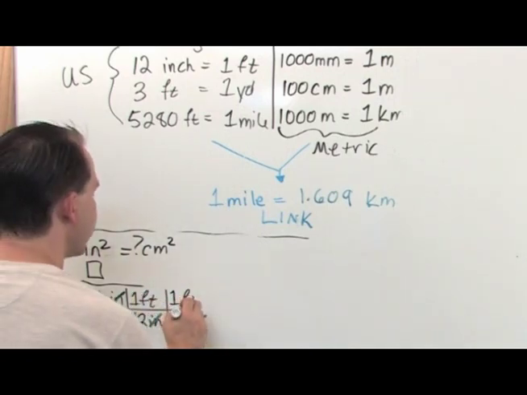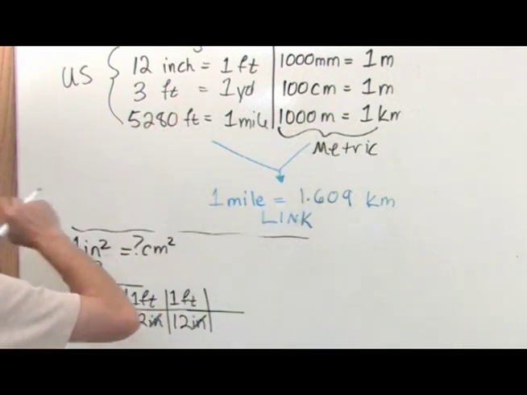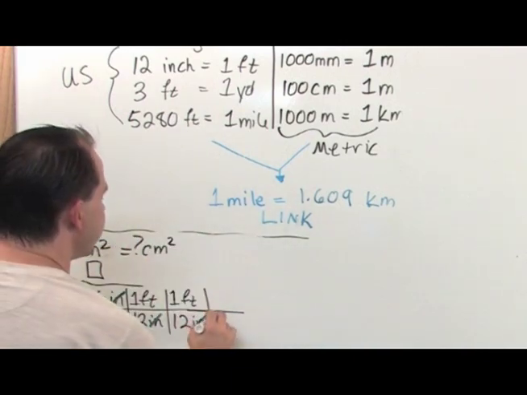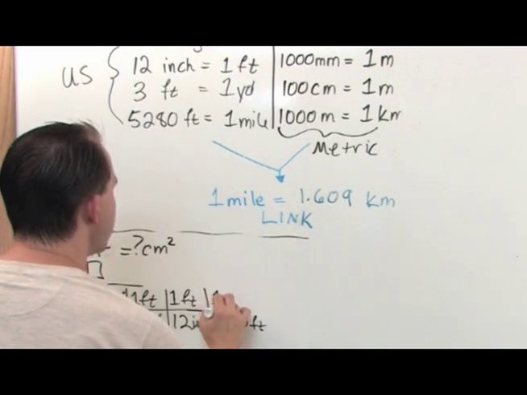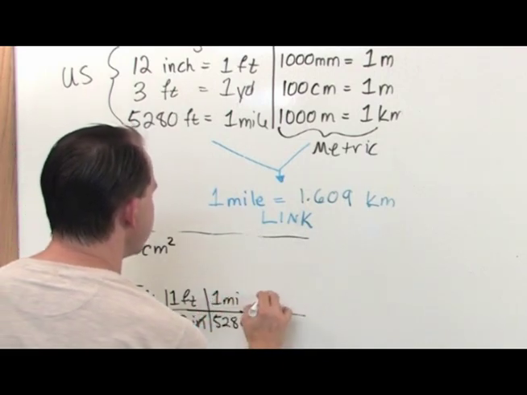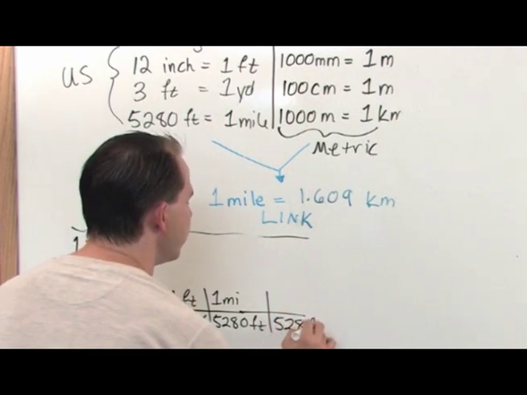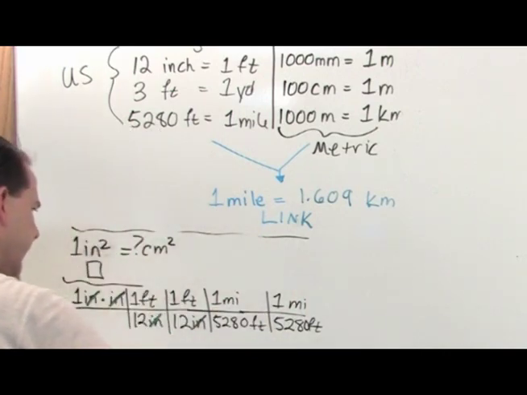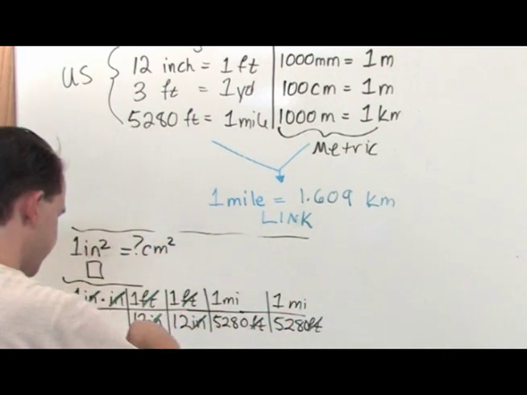Okay, now where do I go from here? Again, I'm trying to make my way over to centimeters, so I need to make my way to the metric system through this link down here. So I know that 5,280 feet is 1 mile. And I'm going to do it again because I've got to cancel two of these things. 5,280 feet is 1 mile. And again, I'm canceling the feet with the feet and feet with the feet.